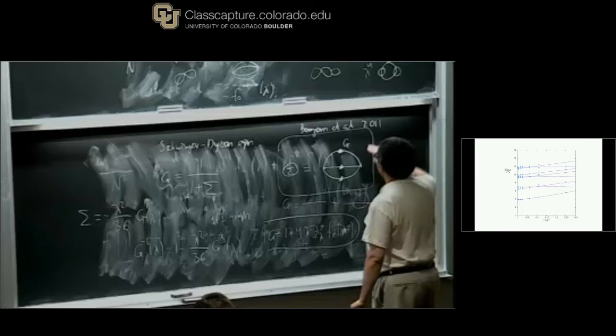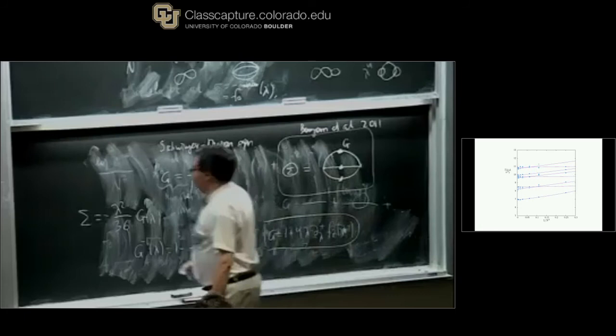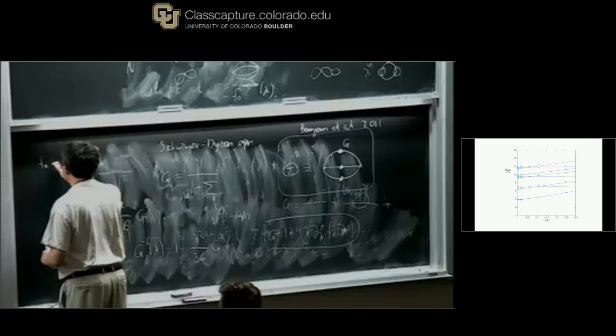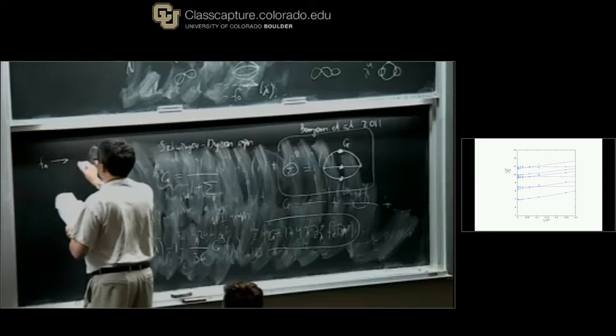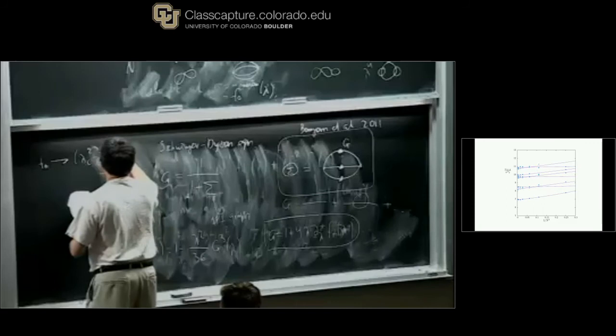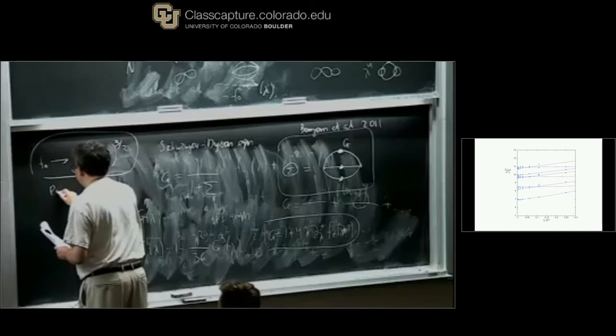And when you look at what F0 is doing as lambda approaches lambda critical, you see that it actually has lambda critical squared minus lambda squared to the power 3 halves again. So it's again, so we have polymers again.